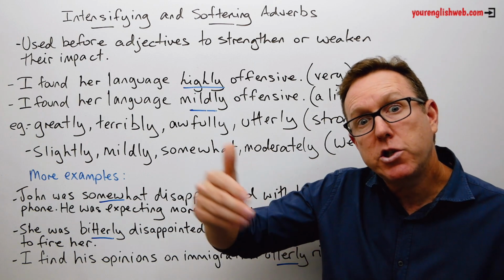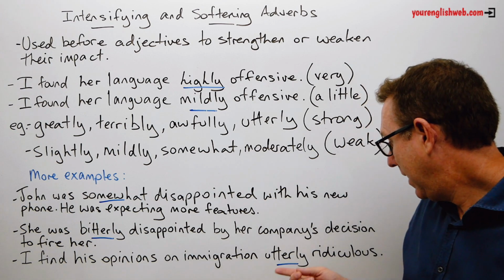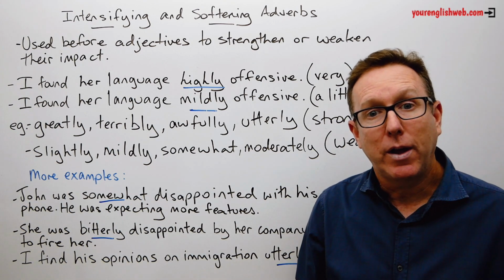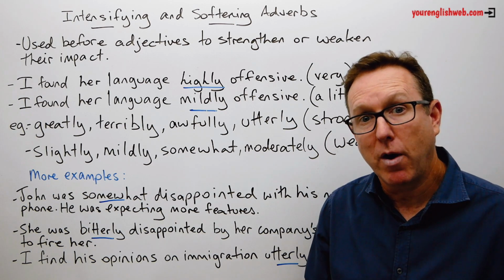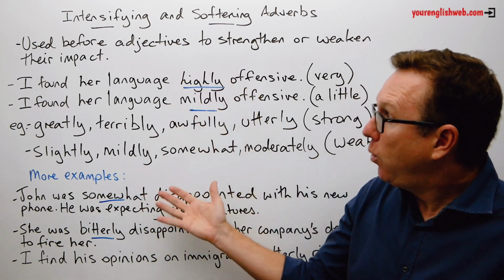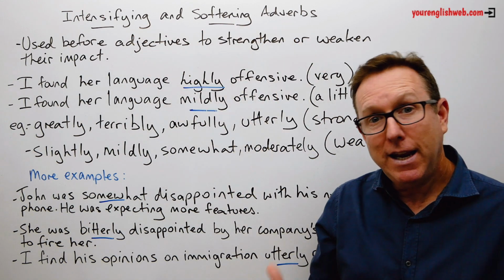He has some extreme views on immigration, and I find those views utterly ridiculous, okay? Very ridiculous are his opinions on immigration. So these are ways that we can use intensifying and softening adverbs in English.